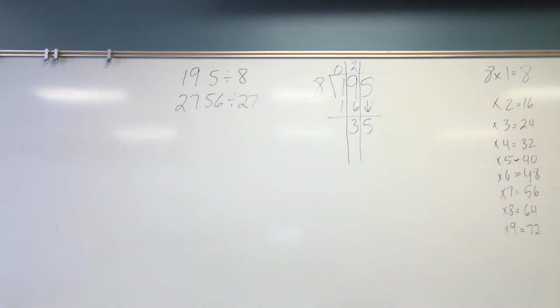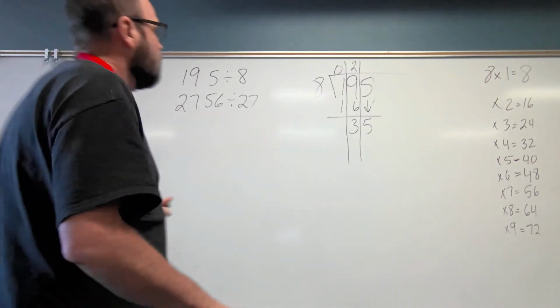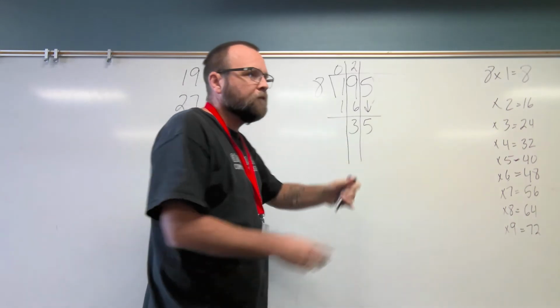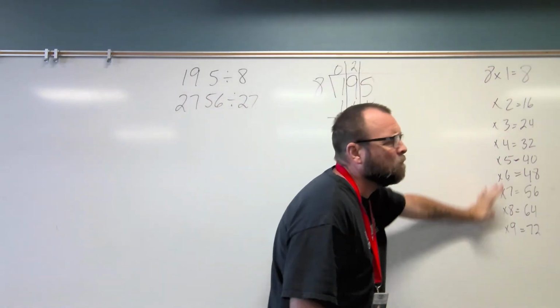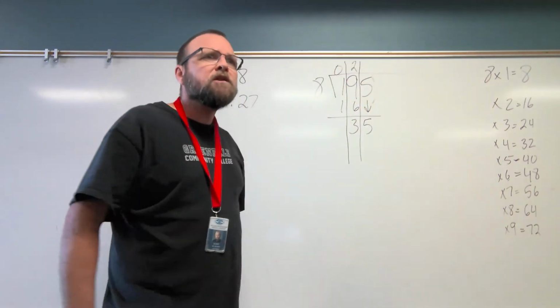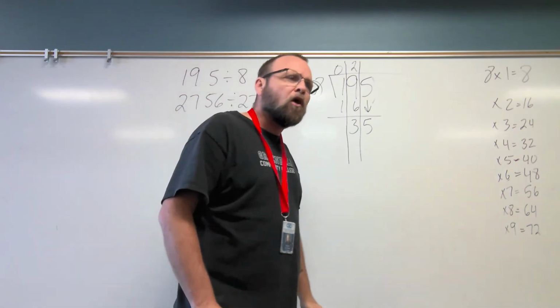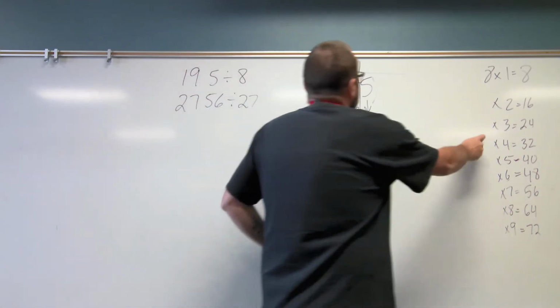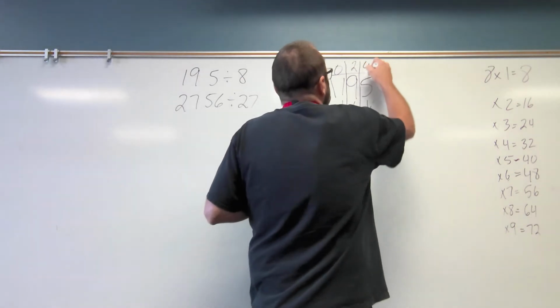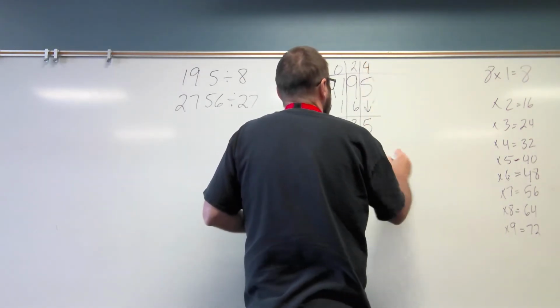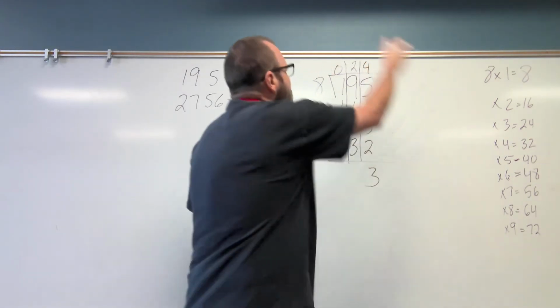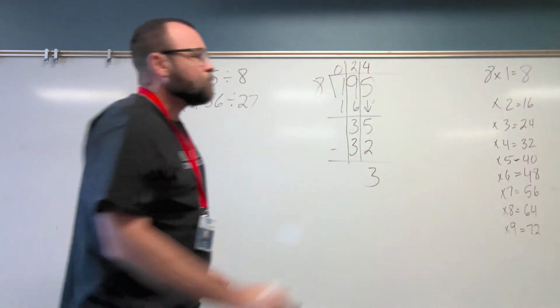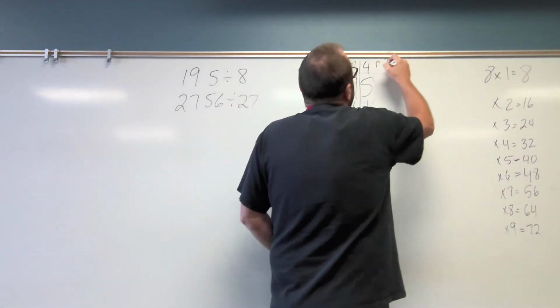So now, Bree, I need to take 8 into 35. What is as closest I can get, Bree? 32, which is times 4. So I have 32. I subtract. I get 3. Nothing else to bring down. I have 24, remainder 3.